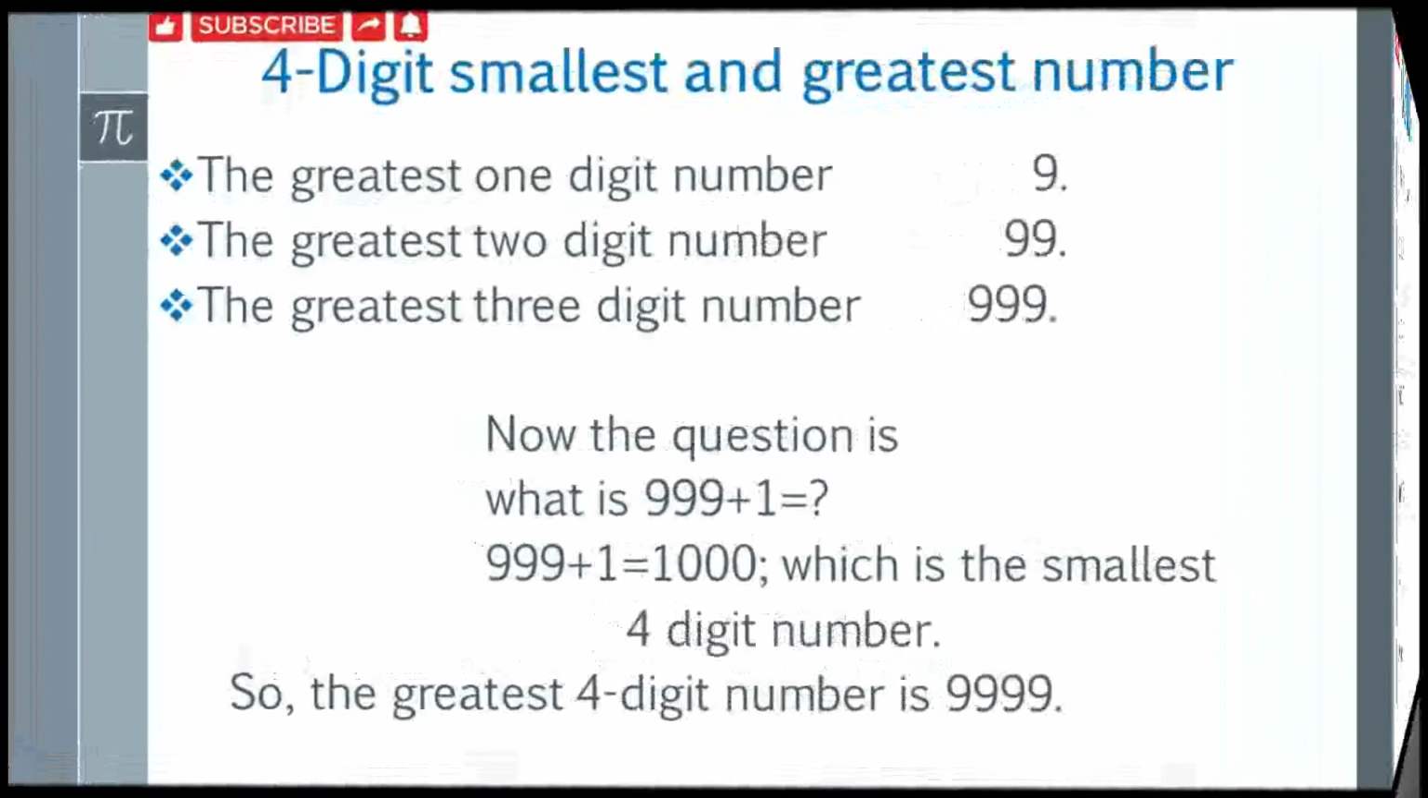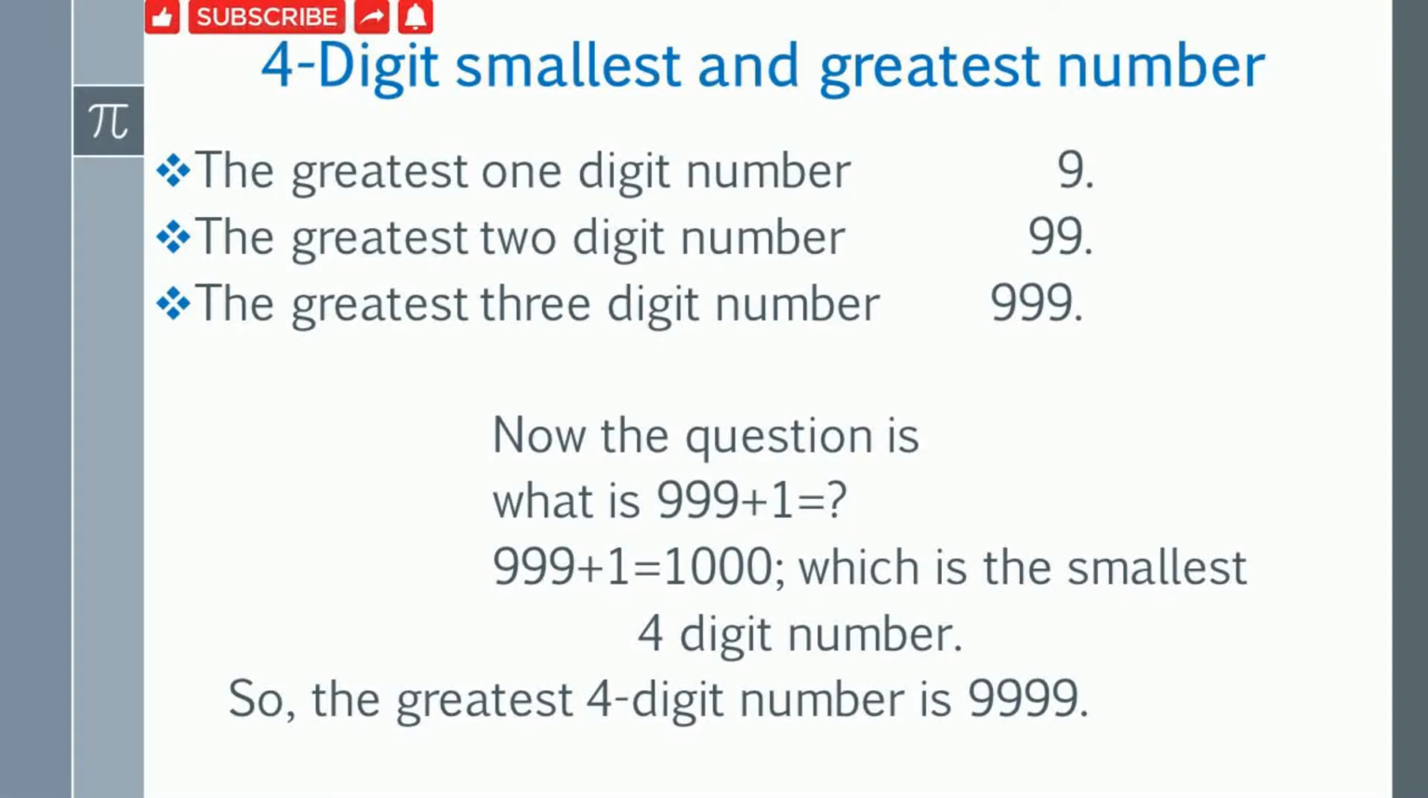Now children, let us learn our first topic, 4-digit number. In class 2, we have already learned the greatest 1-digit number is 9. The greatest 2-digit number is 99. The greatest 3-digit number is 999. Now the question is, what is 999 plus 1? The answer is 1000, which is the smallest 4-digit number.